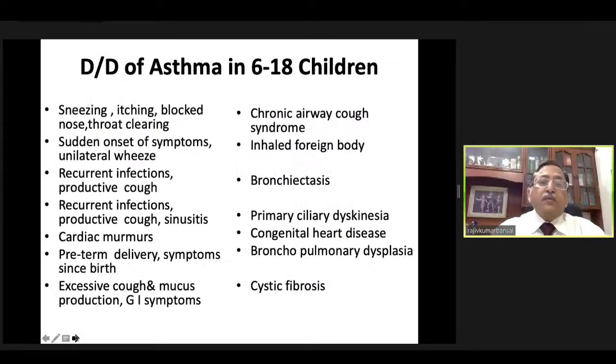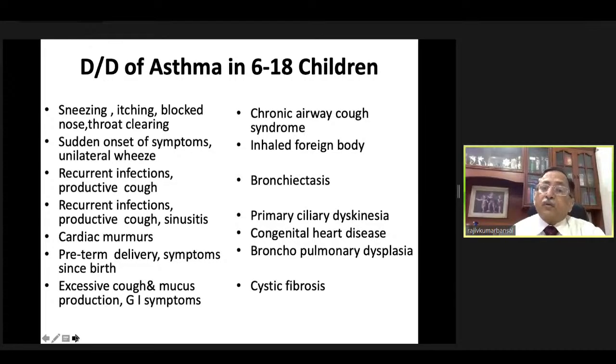In 6 to 18 years of age, children with symptoms like sneezing, itching, blocked nose, throat clearing may be diagnosed as asthma in certain patients, though they may be suffering from allergic rhinitis or some other conditions. With a sudden onset of symptoms, the patient may have inhaled a foreign body, or a recurrent infection with productive cough might lead to a suggestion that the patient has, in fact, bronchiectasis rather than asthma.